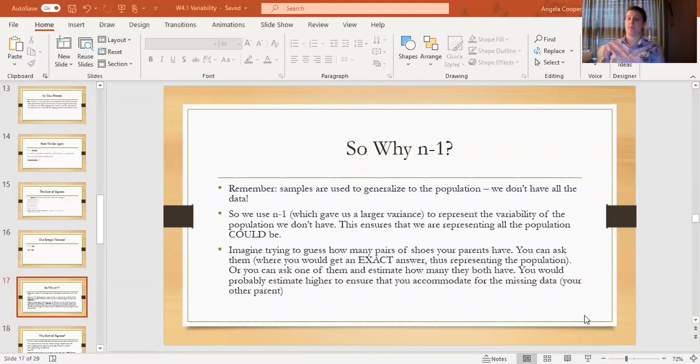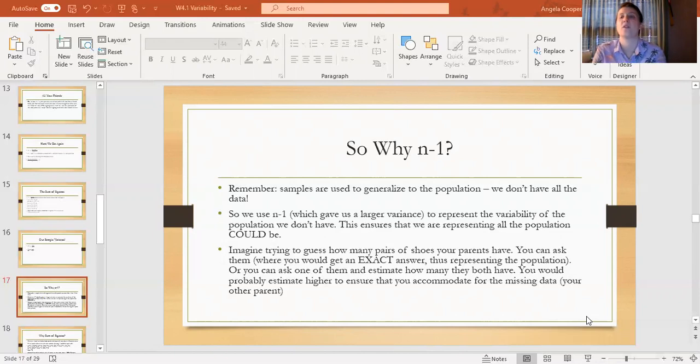I don't have access to the entire population. If I'm only looking at my parents, my mom and my dad, and I ask my dad how many pairs of shoes he has, but I don't ask my mom, technically that's a sample. But in order for me to know exactly how many shoes you guys have combined, I have to fill in the blanks with how many Mom has. I'm going to over guess, a larger estimation, just to make sure I'm not shortchanging you in your total number of shoes.